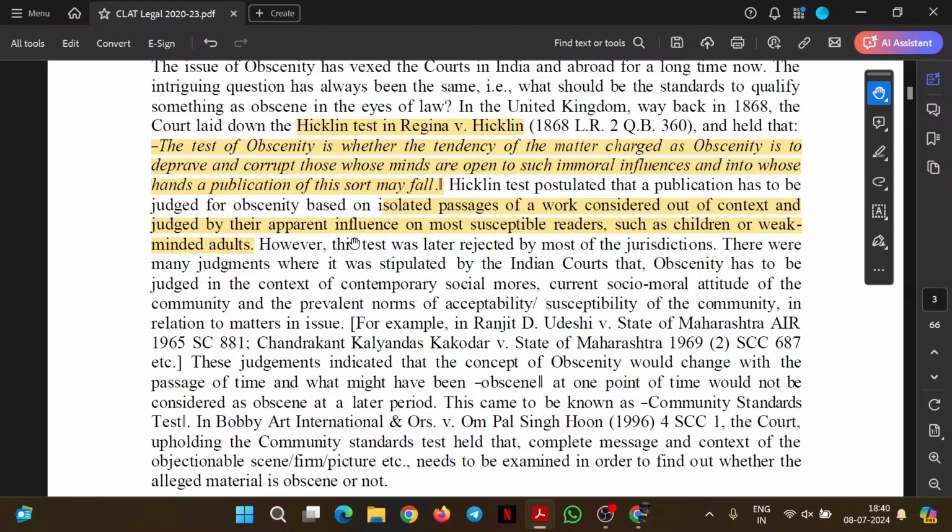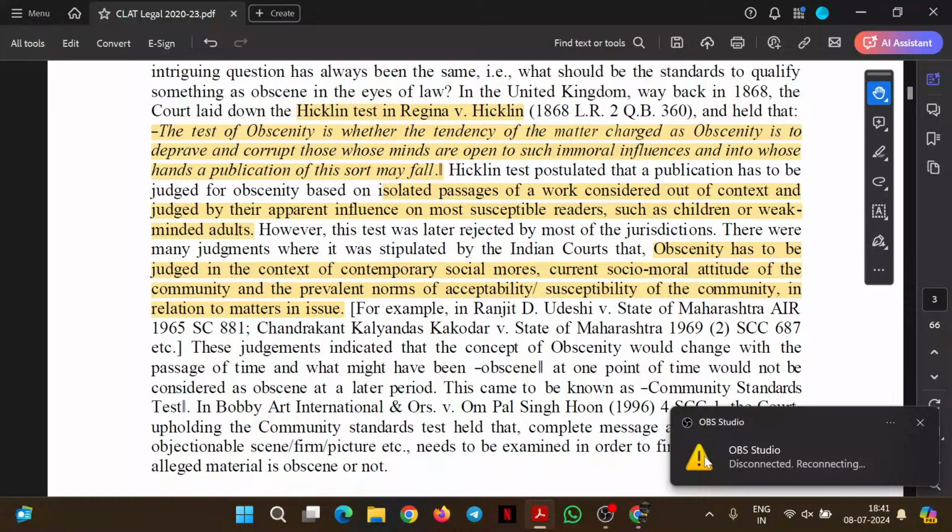However, this test was later rejected by most of the jurisdictions. The passage has informed us that this test.